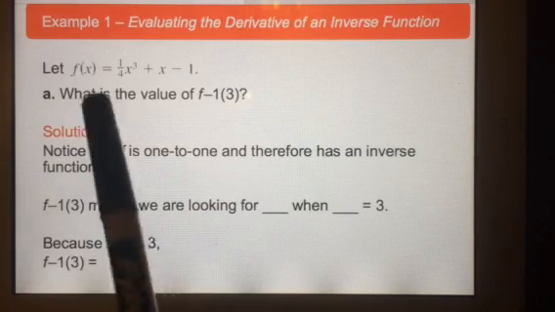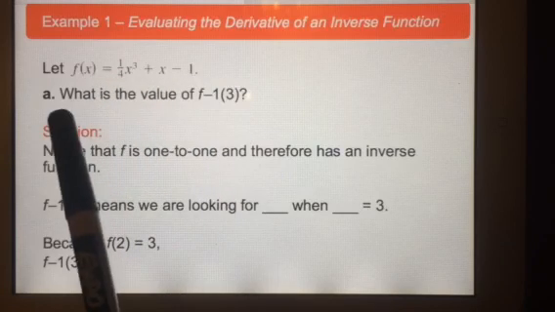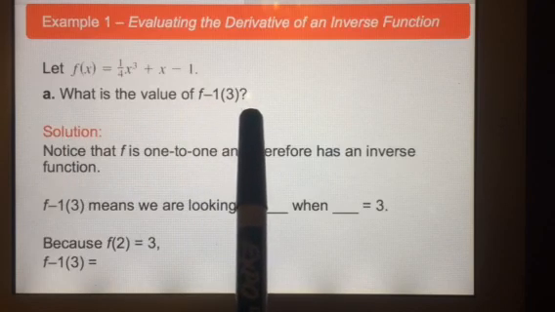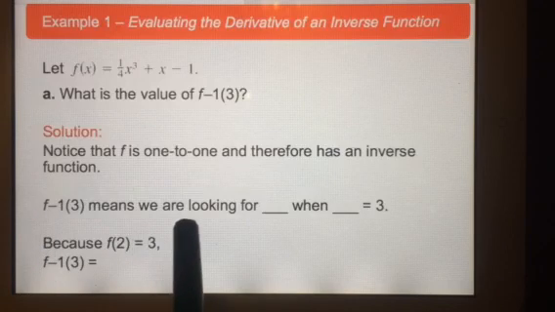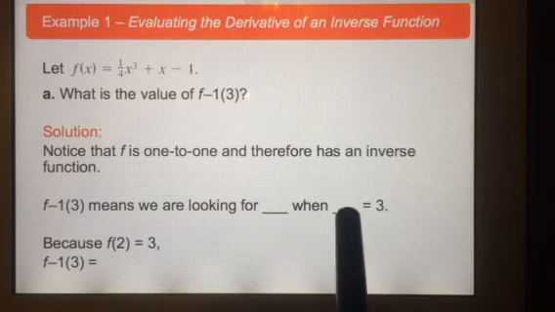So you're given the function f of x equals 1/4 x cubed plus x minus 1. You're asked, what is the value of f inverse of 3? What that means is we're looking for the value of x when y is equal to 3.